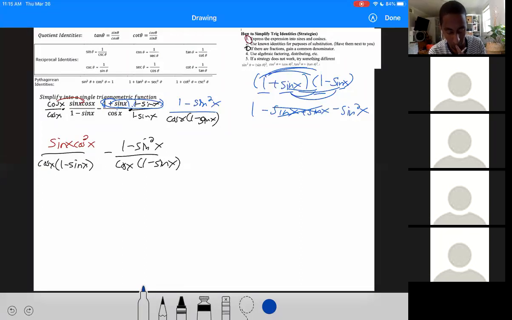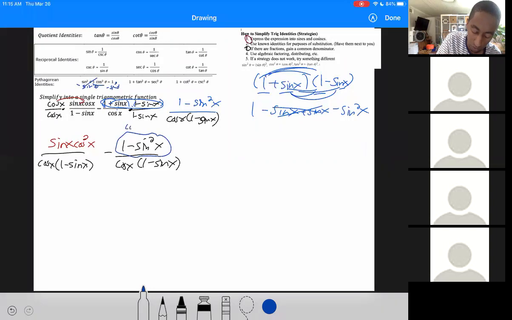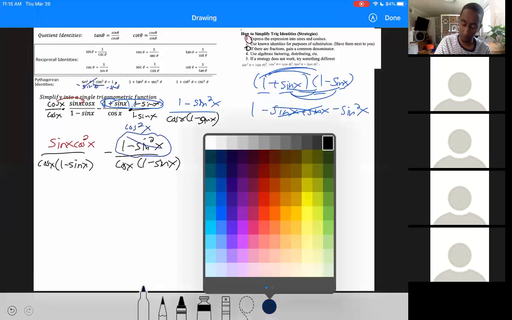1 minus sine squared x equals cosine squared x. Where you get that from? The first Pythagorean identity. Very good. So right here, if we subtract sine squared of theta, cosine squared of theta equals 1 minus sine squared of theta. So when we see that, we can change it. So we're going to change that to cosine squared of x, right? You can change that to that. Very good. Okay.